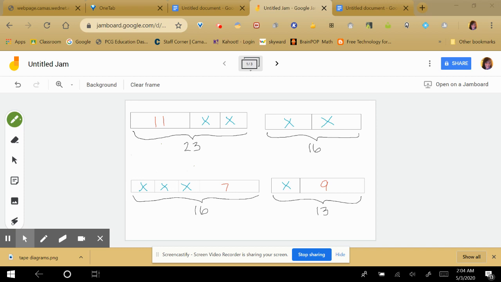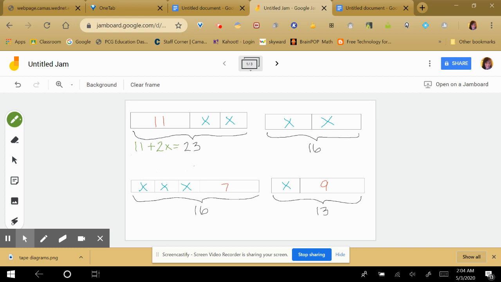So let's see if we can write an equation to represent this tape diagram. I'm just going to write down what I see. So I see an 11. And I see that we're putting it together with these things. And when we put things together to equal something else, we're adding. So I'm going to put 11 plus, how many X's do I have? I have 2. So 11 plus 2X equals 23.